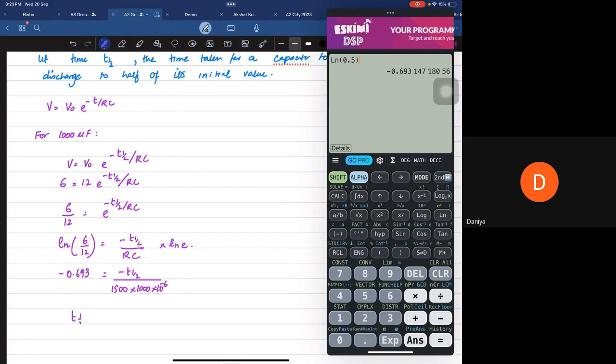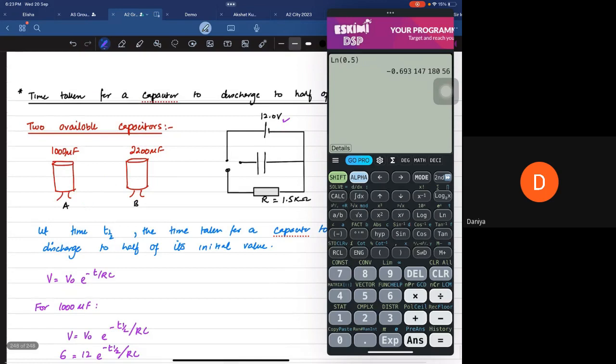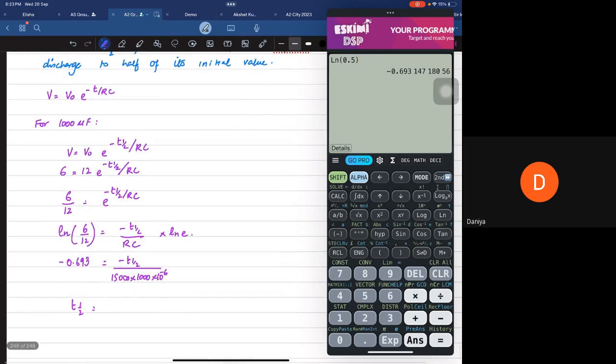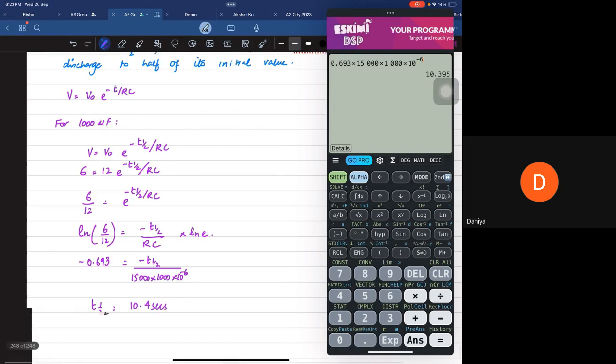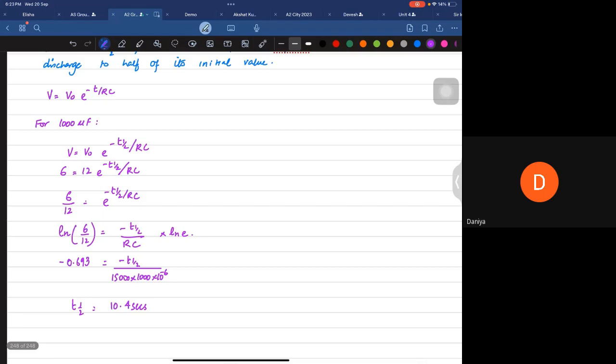So the time it will take to discharge this, R was 15,000. Sorry, I did 1.5. It's 15, because that would be very small. Okay, now I'm going to do 0.693 times 15,000 times 1000 times 10 raised to the power minus 6. It's going to give me about 10.4 seconds of discharge time from 12 to 6. You guys get it? Yes.